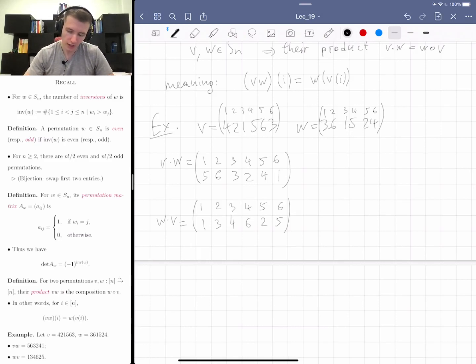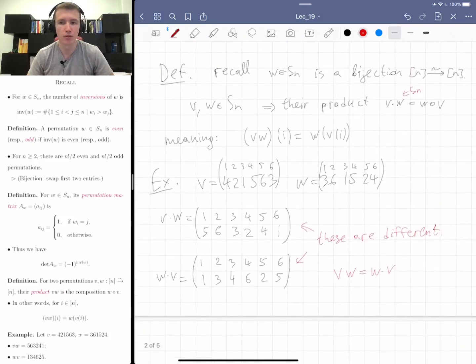In particular, I'd like to draw your attention to the fact that these are different permutations. V times W is not equal to W times V. As you may be familiar, this also happens in the case of matrices. Is that clear, or should I explain more? Okay, I shouldn't explain more.